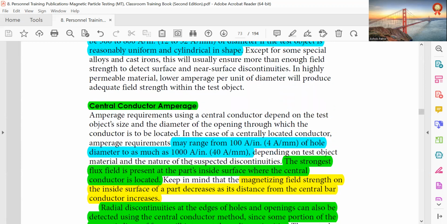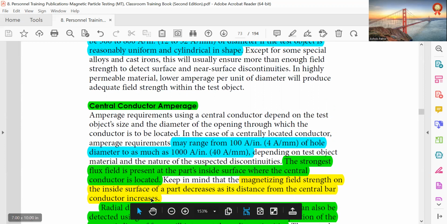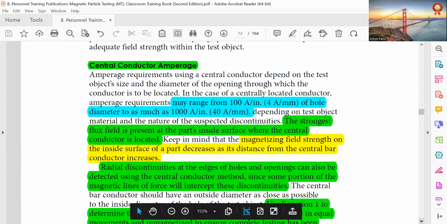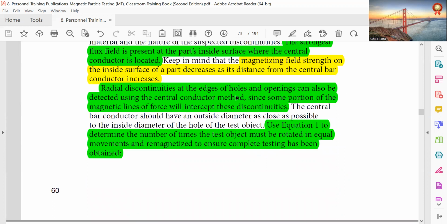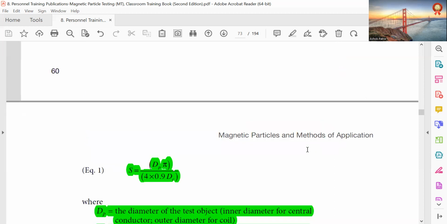Depending on the test object, material and nature of the suspected discontinuities, the strongest flux field is present in the part's inside surface where the central conductor is located. Magnetizing field strength on the inside surface of the part decreases as the distance from the central bar conductor increases. Radial discontinuities at the edges of the holes and openings can also be detected using central conductor methods, since some portions of the magnetic lines of force will intercept these discontinuities. Use equation 1 to determine the number of times the test object must be rotated in equal movement and remagnetized to ensure complete testing has been obtained.